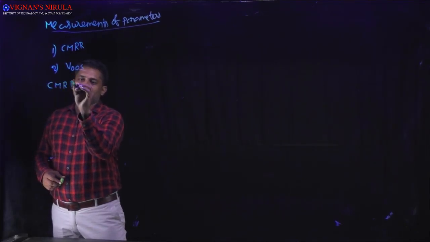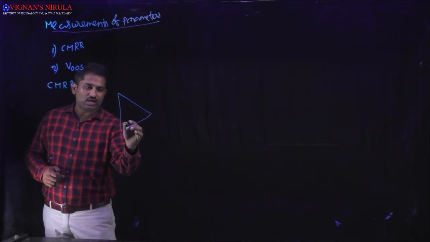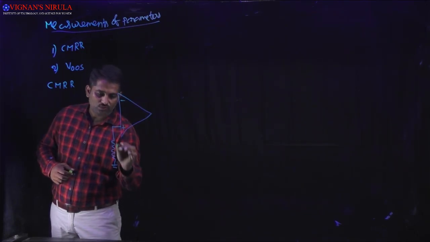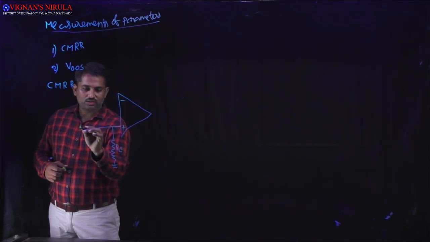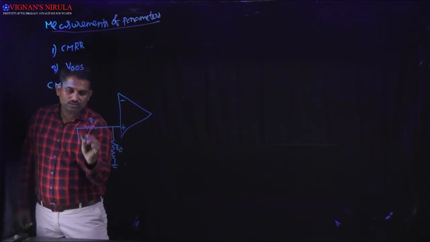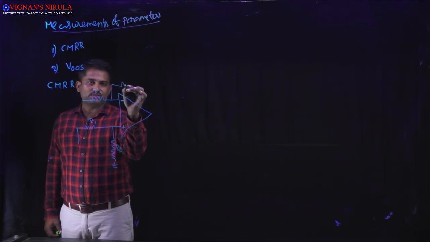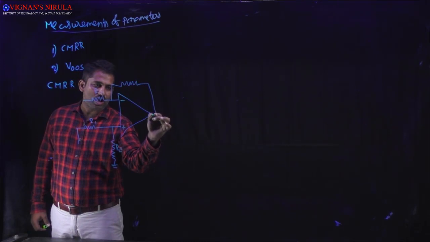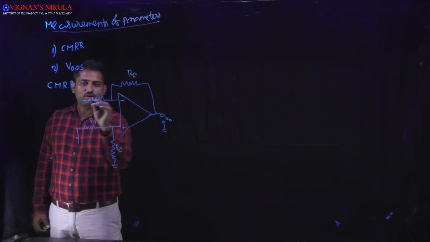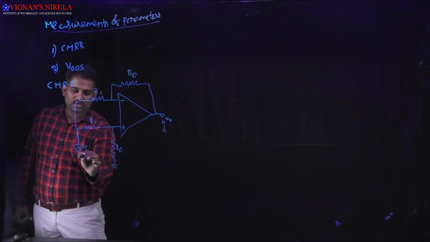For that I am going to consider an op-amp which is in the closed loop format. Here I am considering a resistor R1, and here another resistor R1, and the feedback resistance, which is nothing but RF. In this case I am going to collect the output. Here I am going to calculate the CMRR.